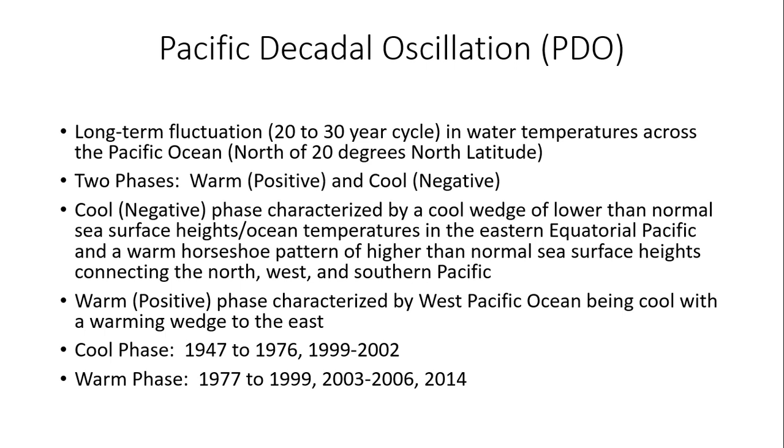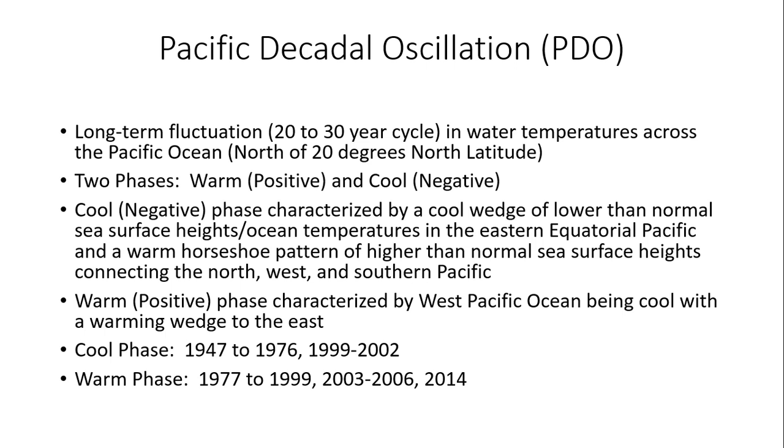This is an example of the different phases and the time periods they occurred. The cooler PDO phases occurred from 1947 to 1976, and then again from 1999 to 2002, while the warm phase of the PDO occurred from 1977 to 1999, as well as 2003 to 2006, and as well as 2014.